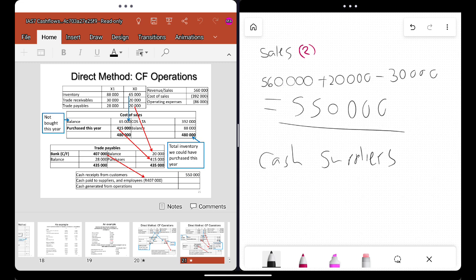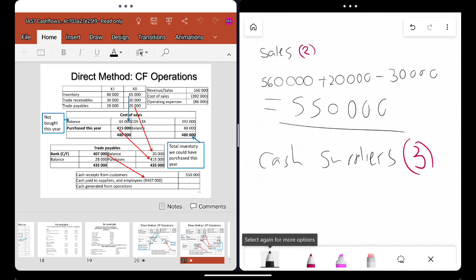So how do you work out cash paid to suppliers? I told you cash received from customers has two components, sales and trade receivables. You look at those two components. Cash paid to suppliers is going to be three components. It's actually simple. Your first component is cost of sales. The second component is inventory. The third component is trade payables. I repeat: first component, cost of sales; second component, inventory; third component, trade payables. So that's how you work with this cash flow.